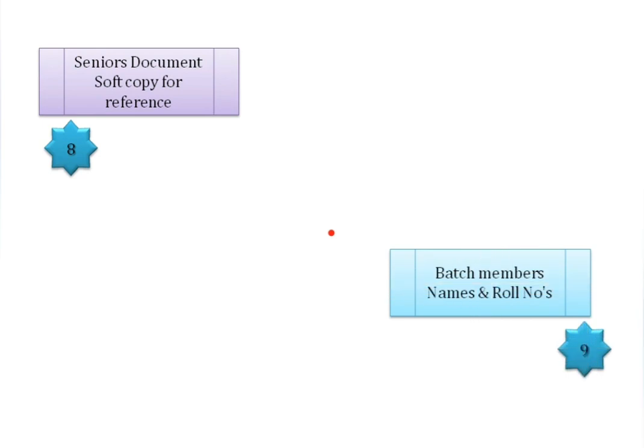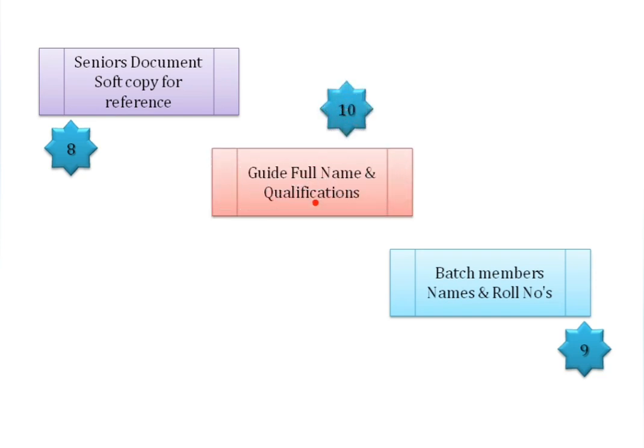Next, observe seniors' documents, soft copy or hard copy, for your reference. This is very important, as it is used as a reference to prepare your documentation. Next, you need to write all your batch member names and roll numbers without any mistakes. Next, your guide's full name and qualifications. This is also very important. Write down all these in a notebook.